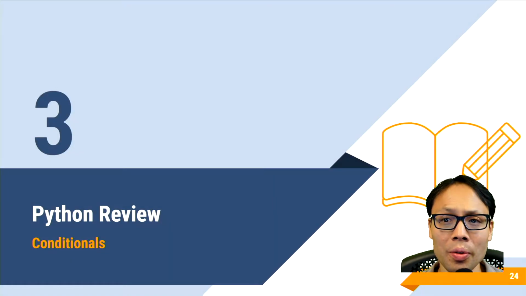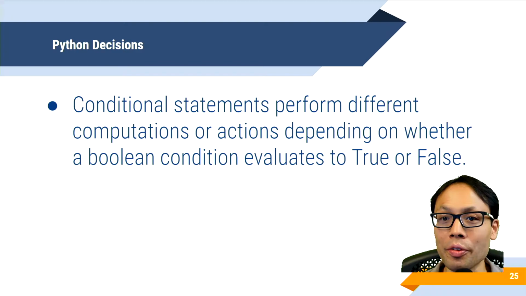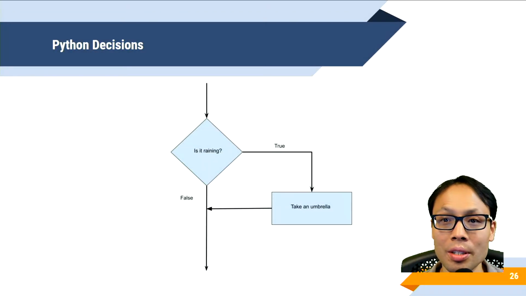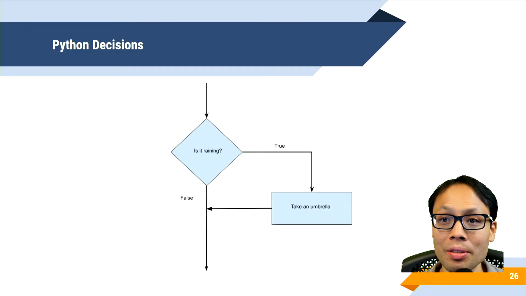All right, so next we'll review conditionals in Python again. So conditional statements perform different computations or actions depending on whether a Boolean condition evaluates to true or false. So just think to yourself when you're making decisions. Every day you make a lot of decisions. If it was raining outside, if that was true, you would take an umbrella. Otherwise, you wouldn't.